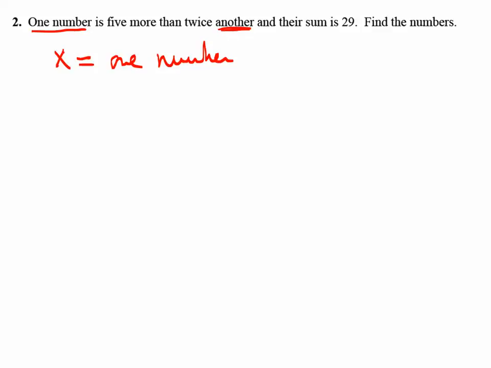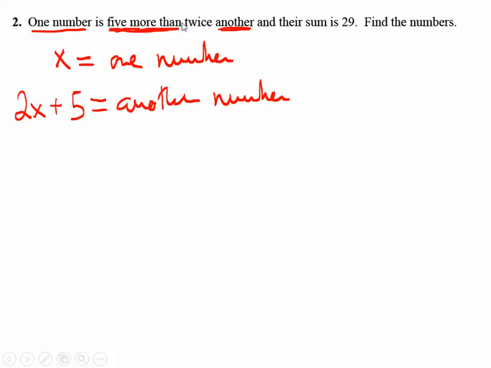So this one has a relationship here. It says one number is 5 more than twice another. 5 more than twice. 5 more than. Hey, that more than stuff, huh? So it's 5 plus twice another. There it is. There's your 2x plus 5. Good there?